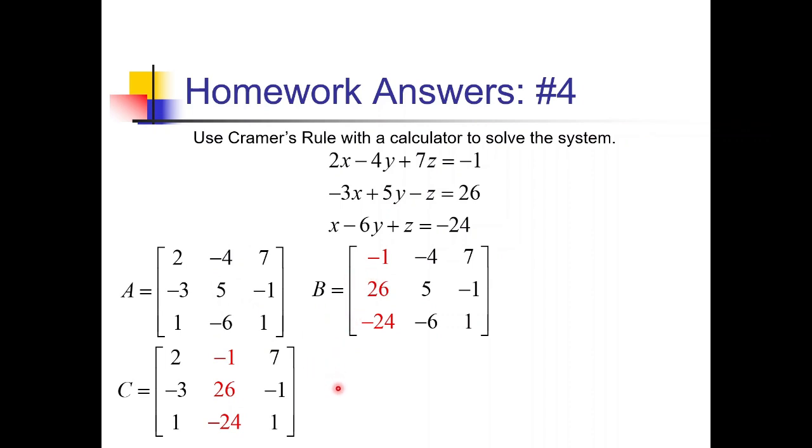And then for the D matrix, I'm going to swap out the Z column here that's in the A matrix with these constants. So I still have the 2, -4, -3, 5, 1, and -6, but I'm now going to put in the -1, 26, and -24 over here. So let me put all these in my Desmos matrix calculator.